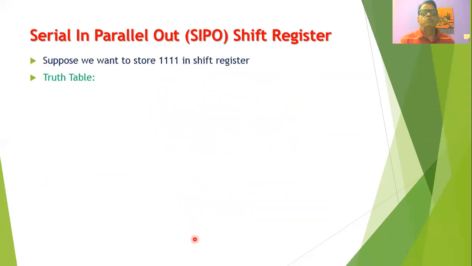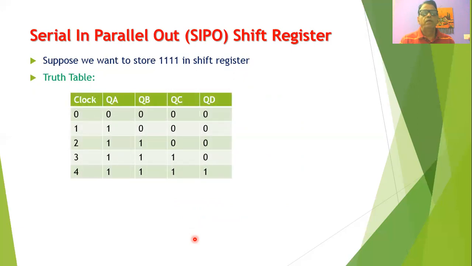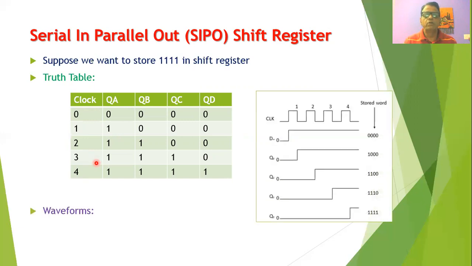Now suppose we want to store the data 1111 into the shift register, then we can easily prepare the truth table. Initially all the flip-flops are cleared so that the output will be 0000. After first clock pulse, the output will be 1000. After second clock pulse, the output will be 1100. After third clock pulse, the output will be 1110. And after fourth clock pulse, the output will be 1111. So we will require the 4 clock pulses in order to store the 4-bit of data.